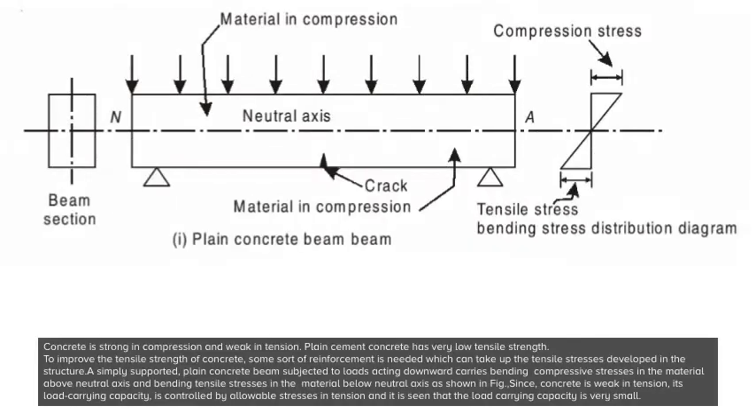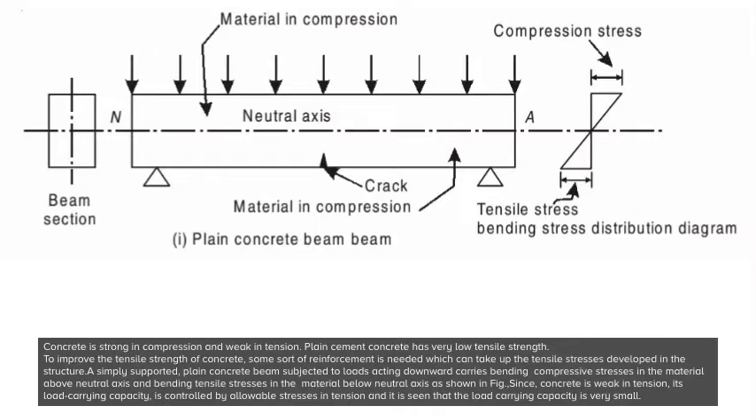Concrete is strong in compression and weak in tension. Plain cement concrete has very low tensile strength. To improve the tensile strength of concrete, some sort of reinforcement is needed which can take up the tensile stresses developed in the structure. A simply supported, plain concrete beam subjected to loads acting downward carries bending compressive stresses in the material above neutral axis and bending tensile stresses in the material below neutral axis as shown in figure.